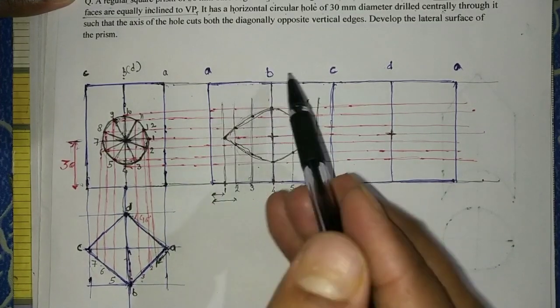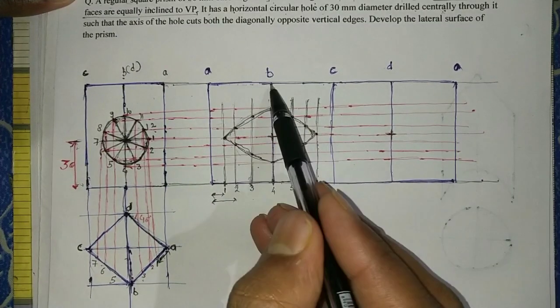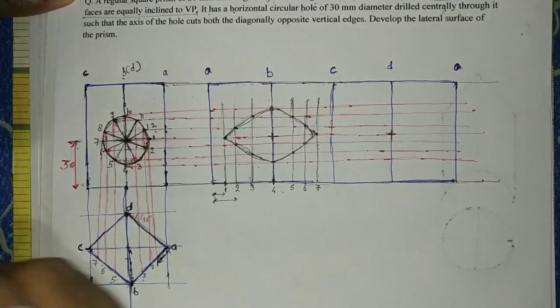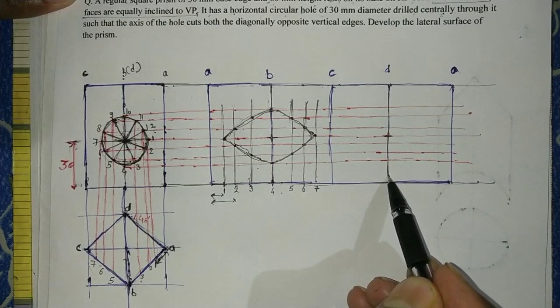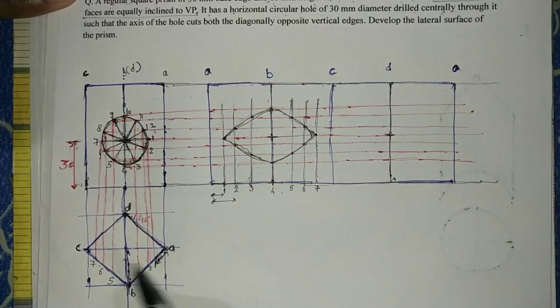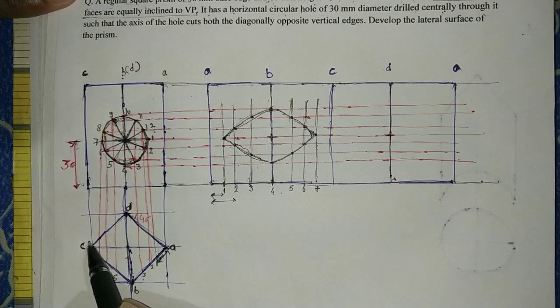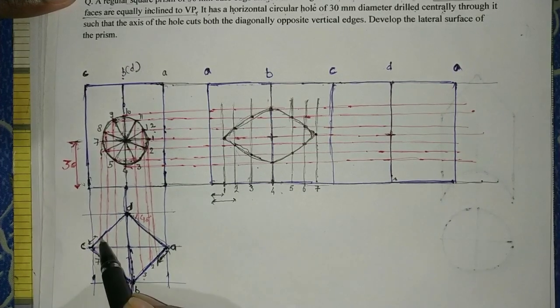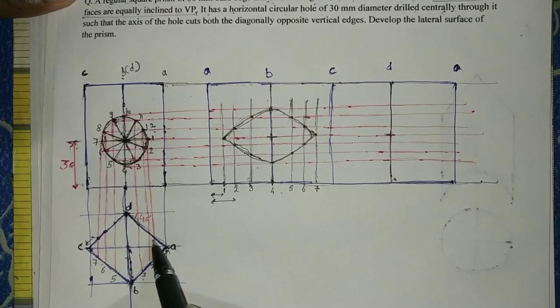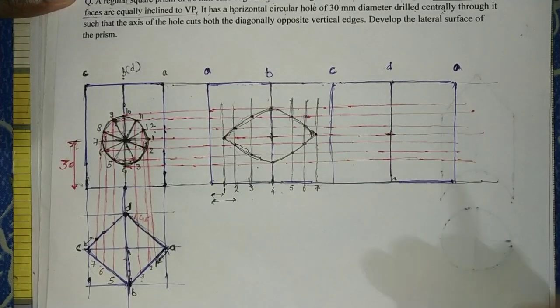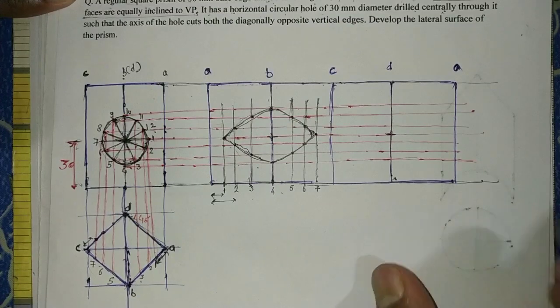So we can see that this hole is not only on B edge, it is also on D edge. So again, one more ellipse will come this side. For that we can take these distances. Here one point is there, this one is there, this one is there. Okay, this one, this one, this one. So this you can complete later yourself.